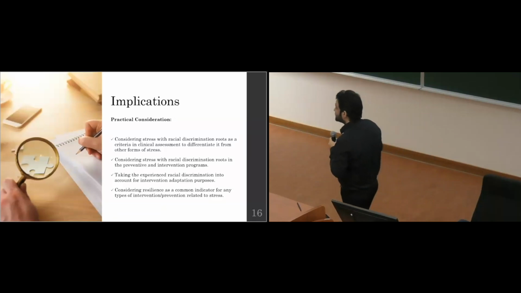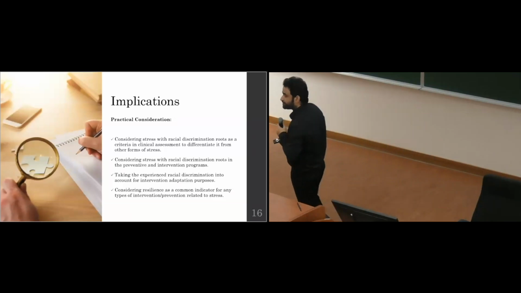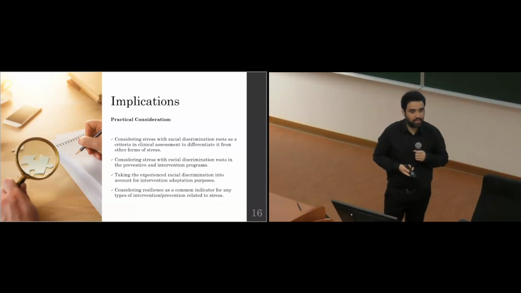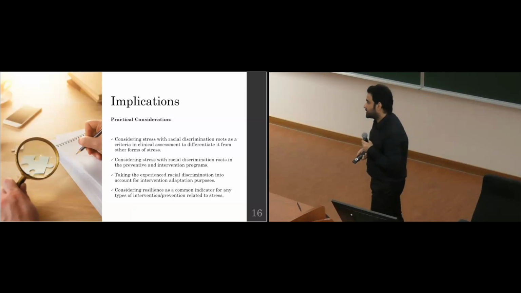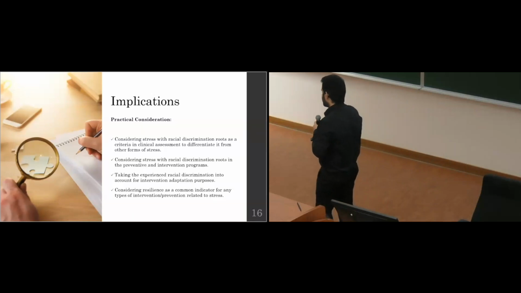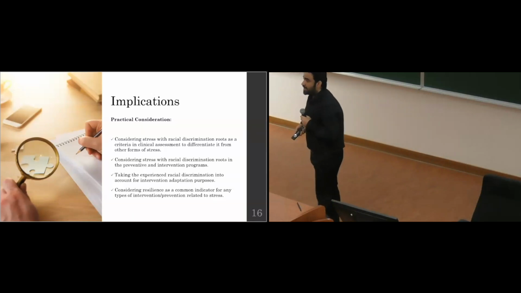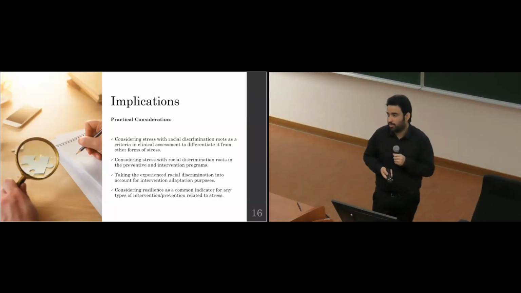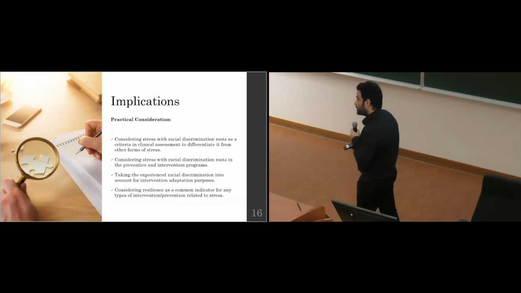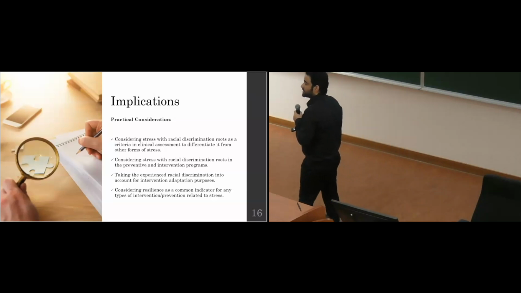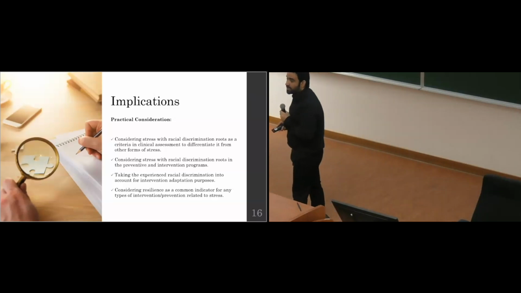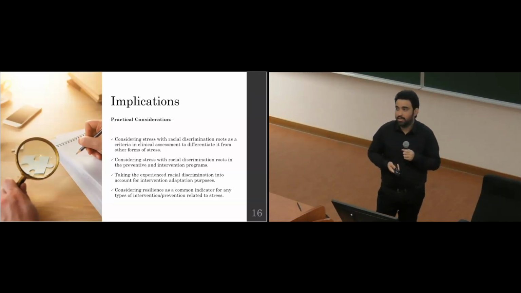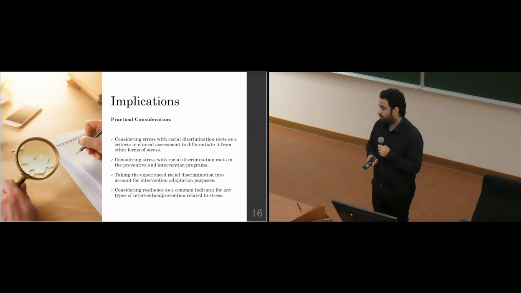Based on the current results, what can we say? So we have this result in hand, and what are the implications? The first thing is that these results help us to develop a new scale or a screening measure in order to assess the stress with racial discrimination roots. There is no measure assessing this cluster.